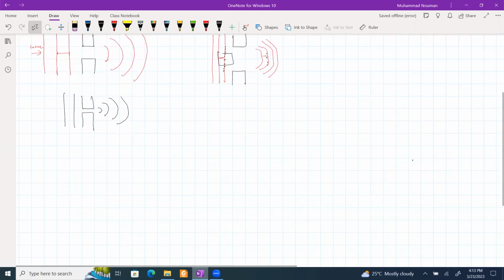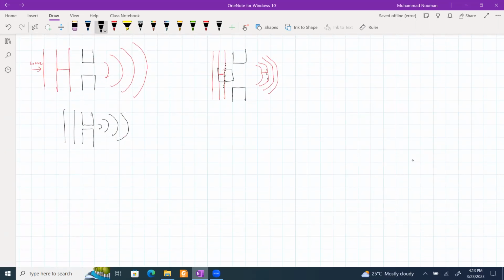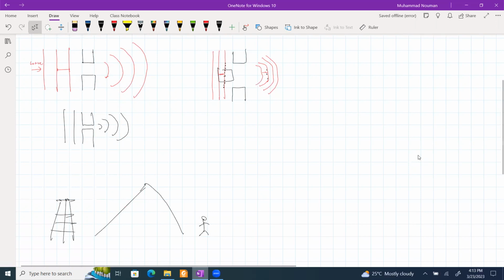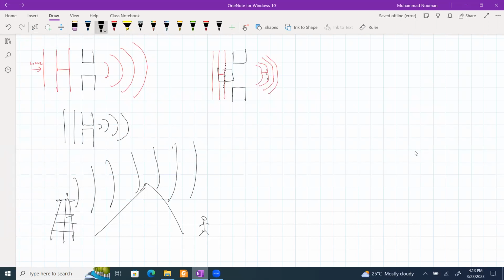And it is not only through slits or gaps, but through an edge as well. For example, you went to a valley and there was a mountain, and you are standing here. Let's say there is a tower providing us mobile phone signals, and the signals spread in this way. You are standing here. So due to diffraction only, you will also be getting signals.